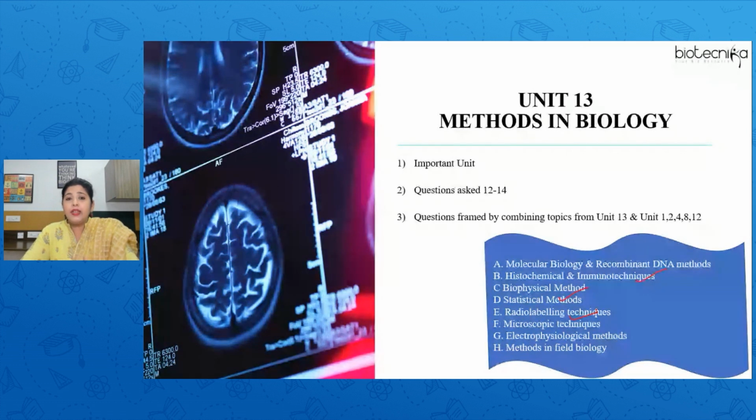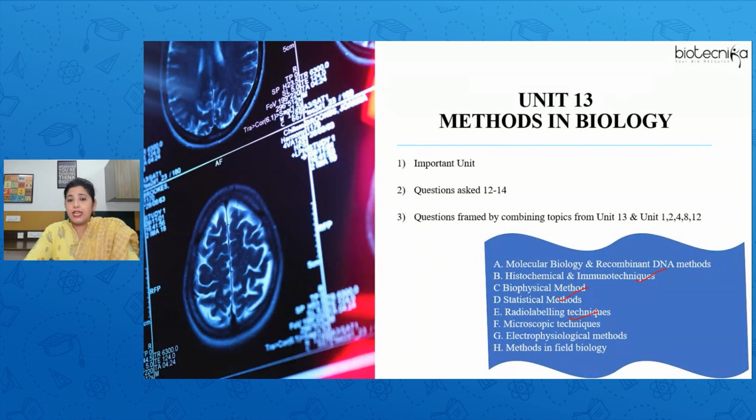it is very, very important, not only from the exam point of view, but also from the practical point of view. Once you enter into the research field, the techniques which are given in Unit 13 are the ones you have to actually deal with. So I will suggest that you should never skip Unit 13.